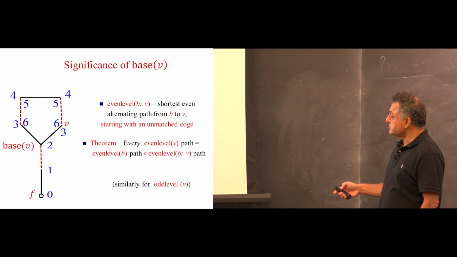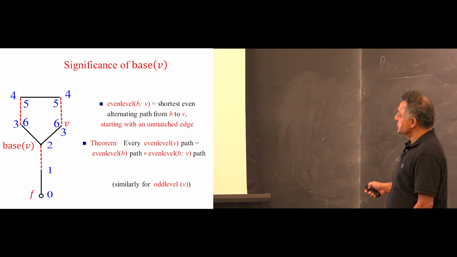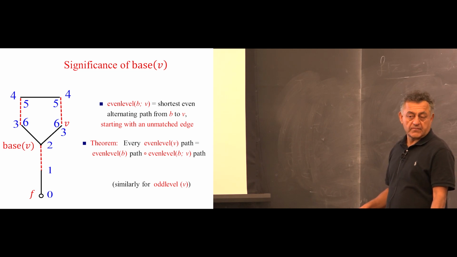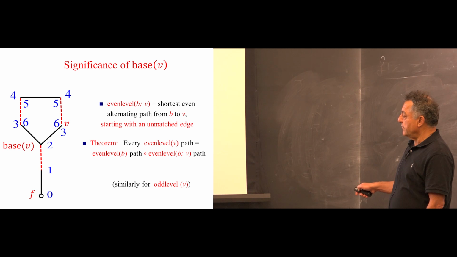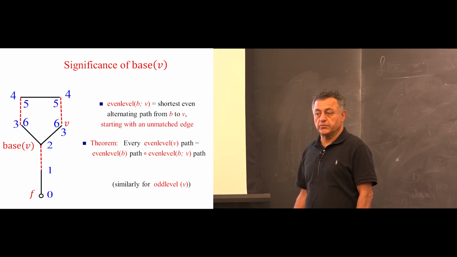More importantly, let's define the even level of V with respect to B to be the shortest even length alternating path from V to B, starting with an unmatched edge. So what's the shortest even length path from base V to V, starting with an unmatched edge, not starting with a matched edge? Then this is 1, 2, 3, 4. That's even level of V with respect to B. Then the theorem is that this even level V path consists of an even level path to B, this one, followed by this even level path from B to V, the shortest even level path from B to V.